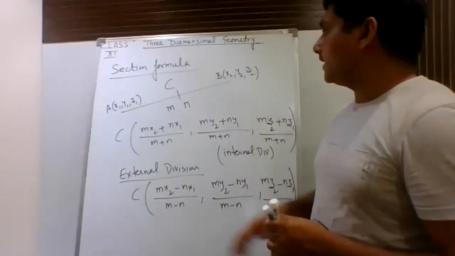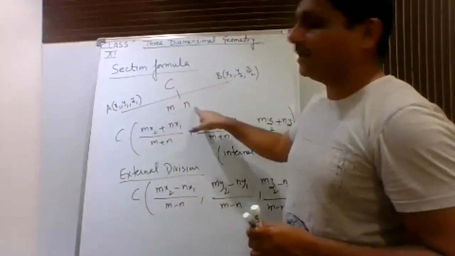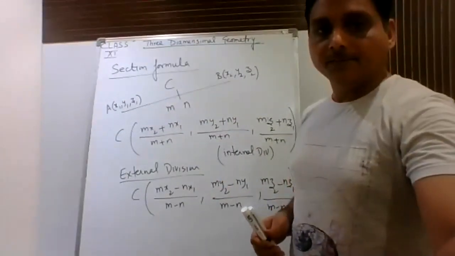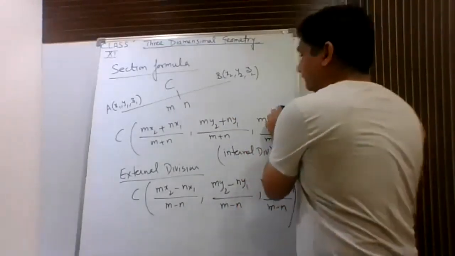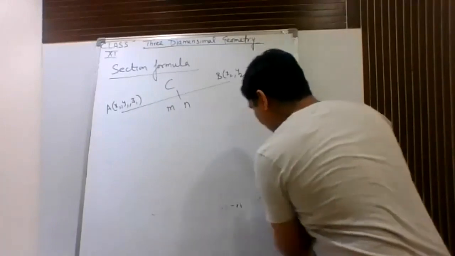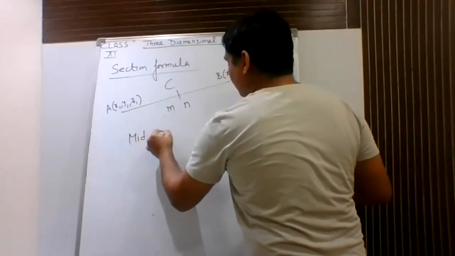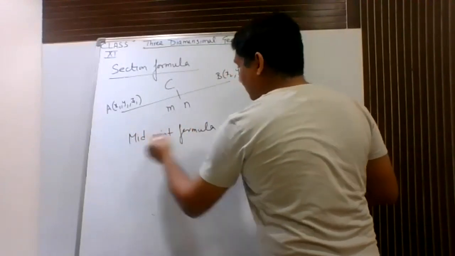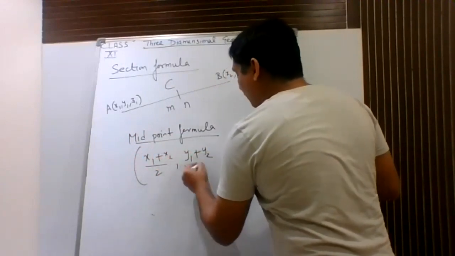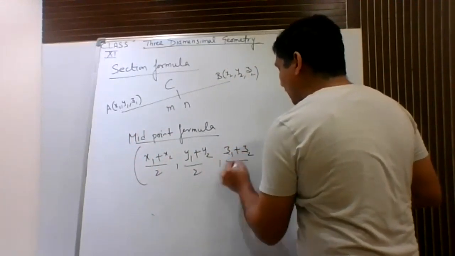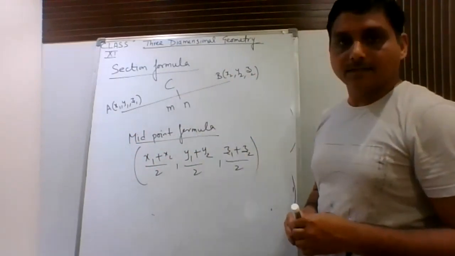Midpoint formula means this point A is given, this point B is given, and C is dividing this in the ratio of 1:1. Then how to write the coordinates of this point C? So for that, it will be the midpoint formula: x1 plus x2 upon 2, y1 plus y2 upon 2, z1 plus z2 upon 2. This is how you will apply the midpoint formula to get the coordinates of this point C.